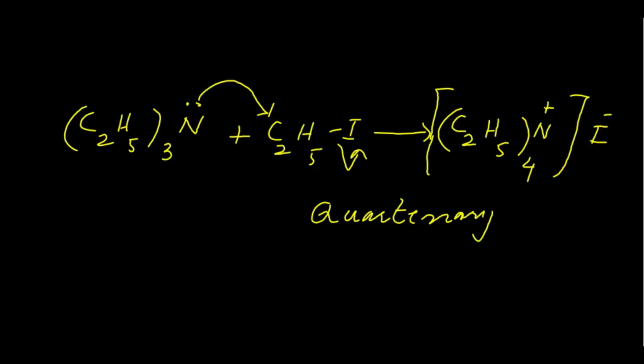Quaternary ethyl amine, or tetraethylamine, since there are 4 ethyl groups. So in this way, all the hydrogen atoms of the amine get replaced with ethyl groups, right students?